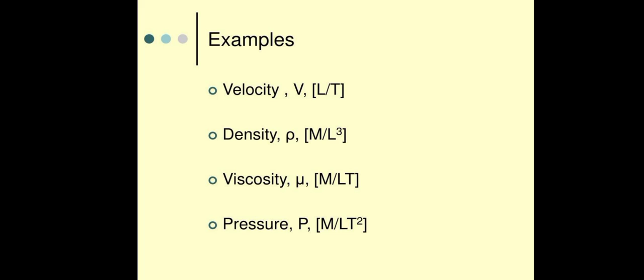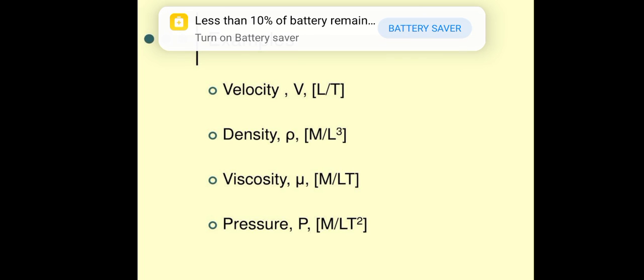Density rho, unit is kilogram per meter cube, and its dimension is M by L cube. Viscosity mu, unit is Newton second per meter square, and its dimension is M by LT. Pressure P is force by area, and its dimension is M by LT square.